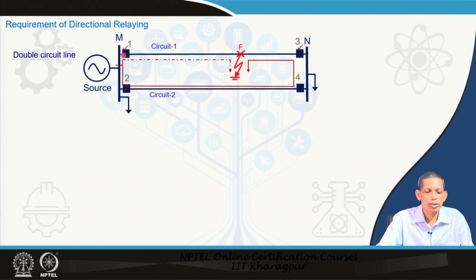So, therefore, we see that in such a situation also, for the double circuit line or parallel line, from the selectivity point of view, directional relaying is a requirement.